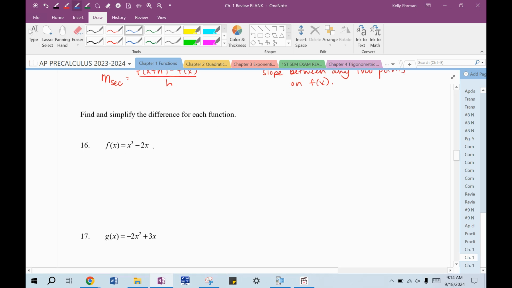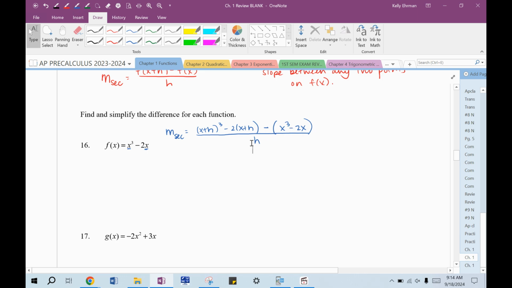So here's my function. I'm going to start with m secant equals. All right, so f of x plus h means plug x plus h into any input, any term that has the input, I should say, here. So that's like x plus h to the third minus 2 times x plus h. And then minus f of x means minus all of f of x, so put that in parentheses. And then it's all over h.